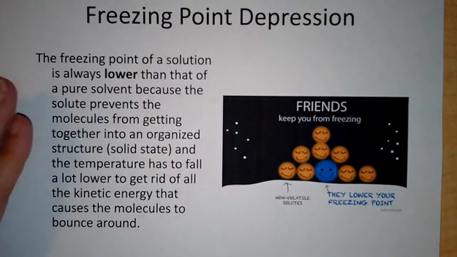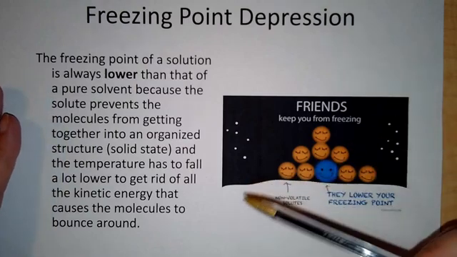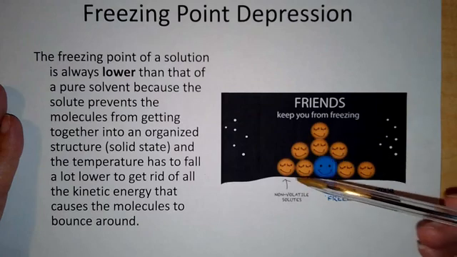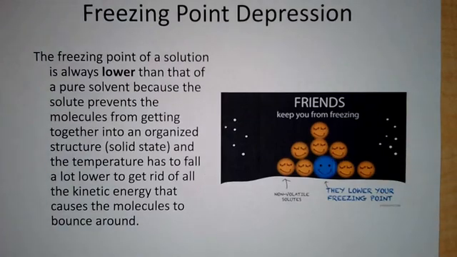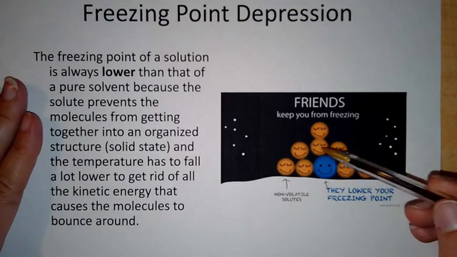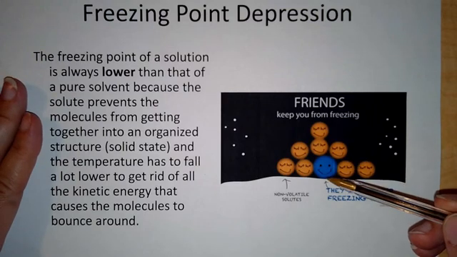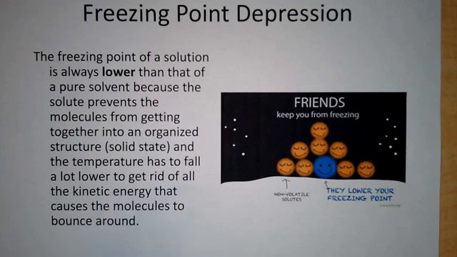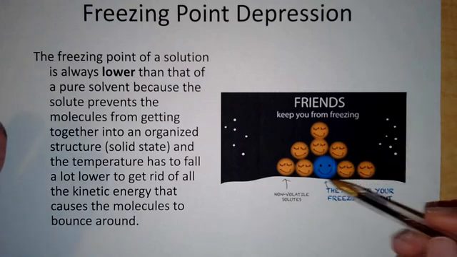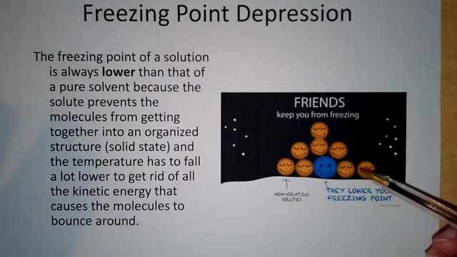We have to decrease the kinetic energy even more. So this little picture kind of summarizes it for you. Having the solute molecules around the solvent molecules causes a lowering of the freezing point. So your friends keep you from freezing. The more solute molecules you have, the lower the freezing point is going to be. The colder it has to get before you can freeze.